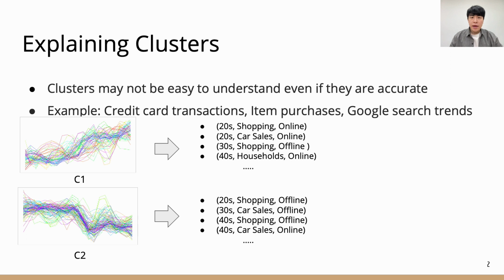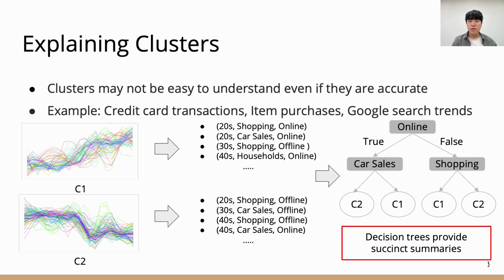For example, explaining demographics of clusters formed from trend data such as credit card transactions, item purchases, and Google search trends is difficult. In the figure below, there are two major clusters that represent spending trends during COVID-19. Simply listing the demographics of individual points in the cluster is lengthy, and pinpointing out the features that distinguish the two clusters is difficult.